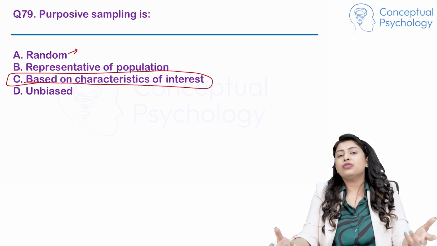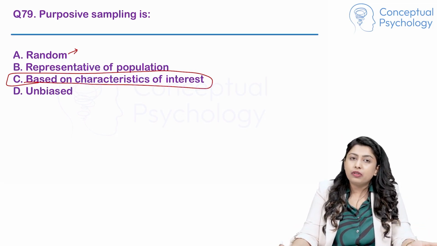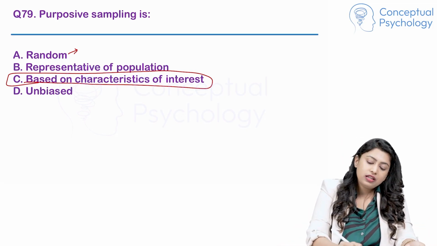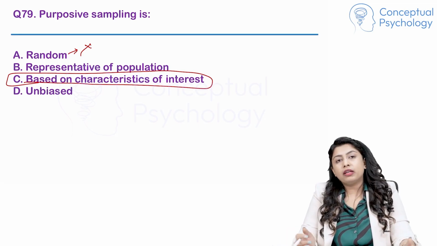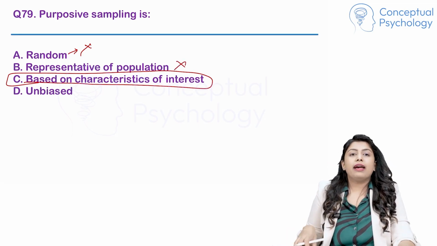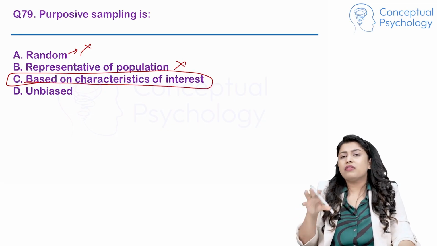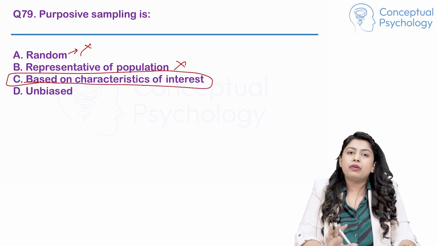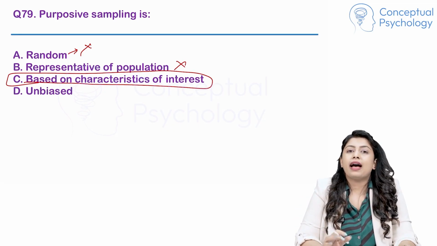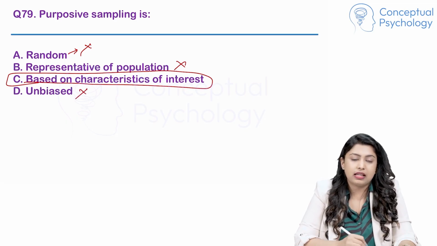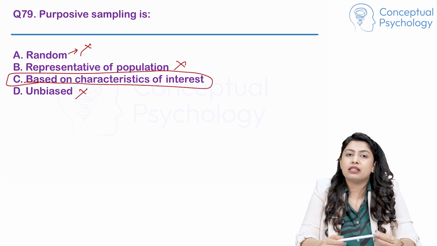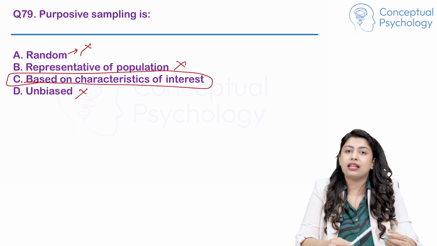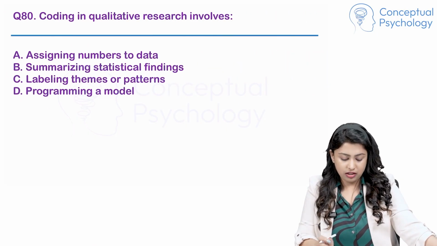Random, so random sampling gives every member of the population an equal chance of selection, hence it is the incorrect answer. Representative of population, so this is the goal of probability sampling methods. Unbiased, all sampling methods have some form of bias. The purposive sampling has selection bias by design. So, purposive sampling deliberately selects the participants with specific characteristics that are most relevant to the research questions.